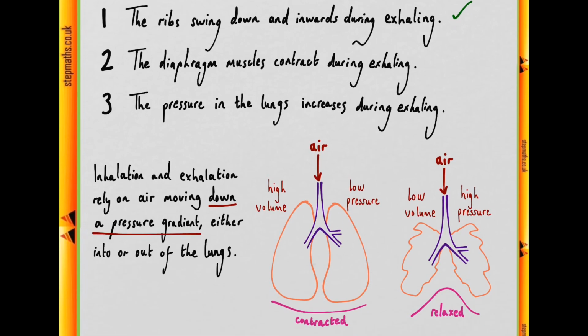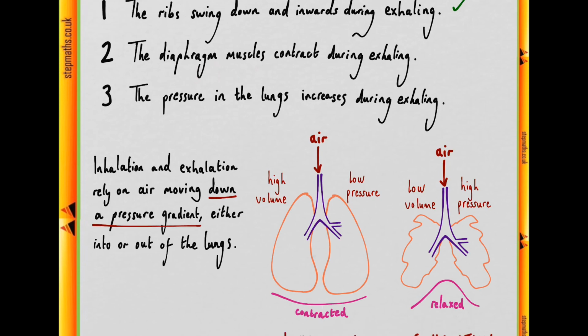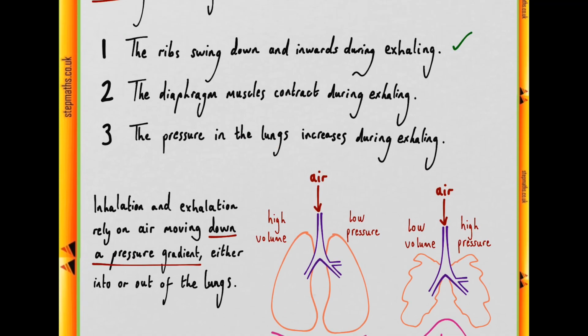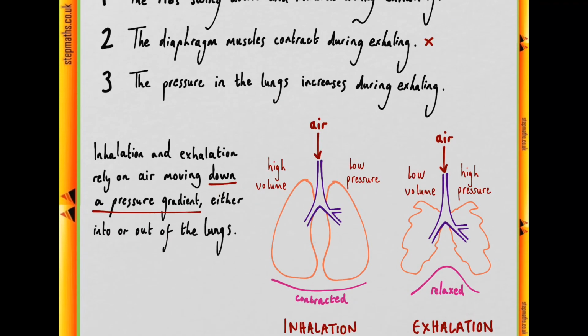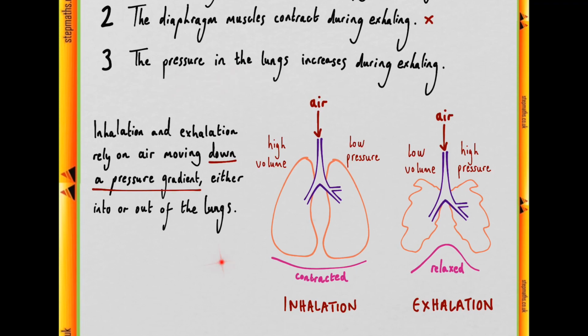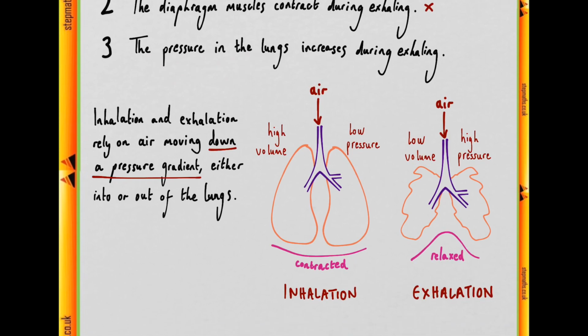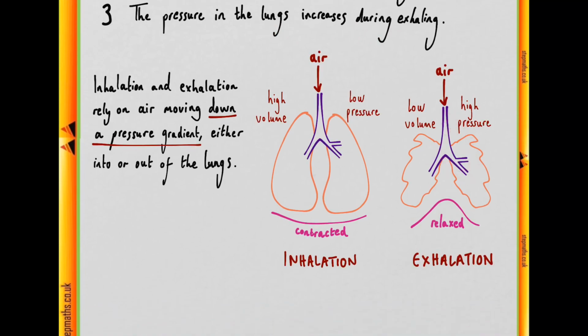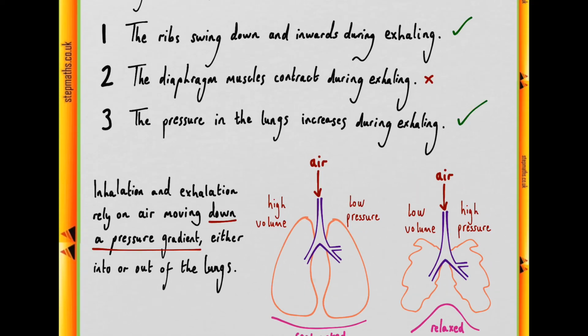Moving on to statement 2, we've already established that the diaphragm muscles contract during inhalation to maximise space within the thorax, so that's wrong. And finally, since we've already talked about the pressure in the lungs, we should say that, of course, the pressure in the lungs does increase during exhaling because we want to generate a pressure differential that will drive air out of the lungs. So statement 3 is correct.